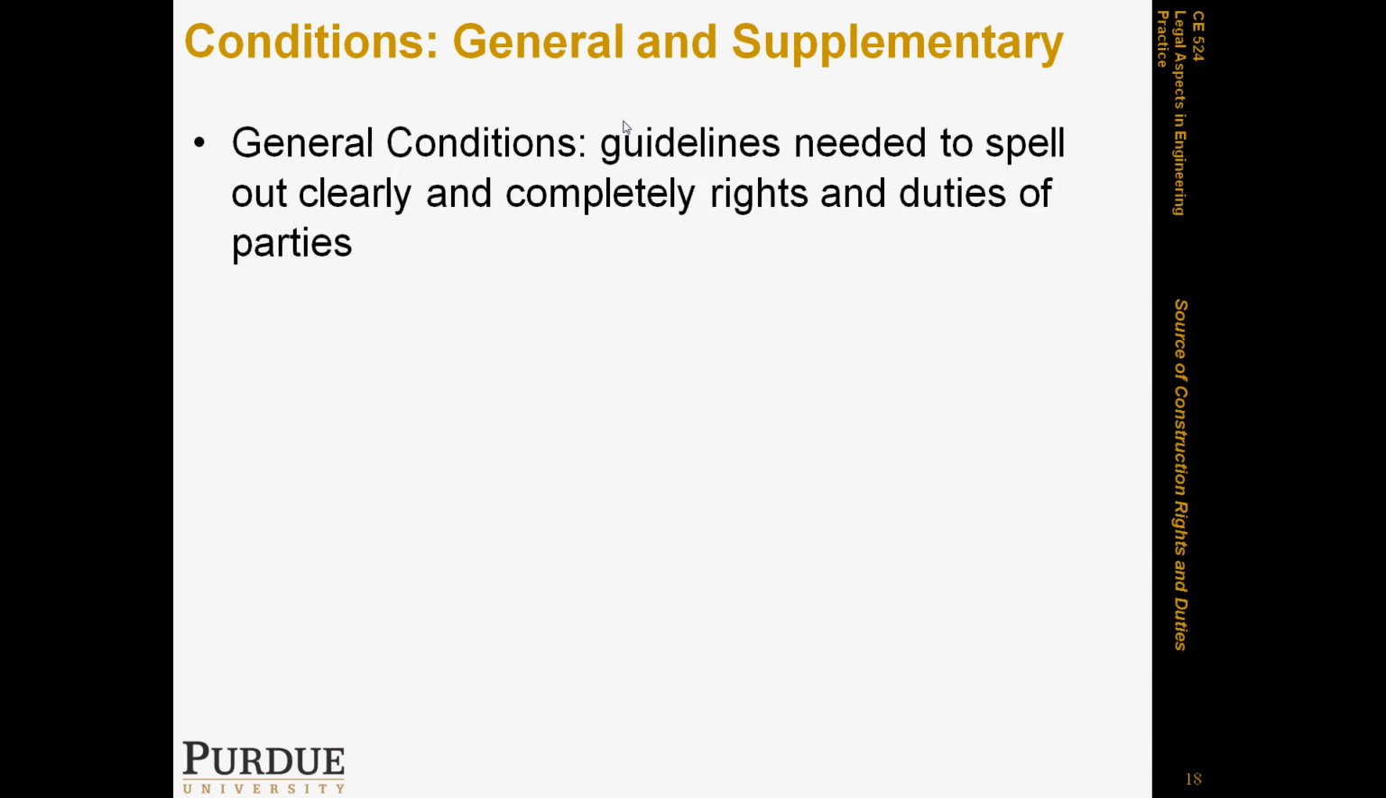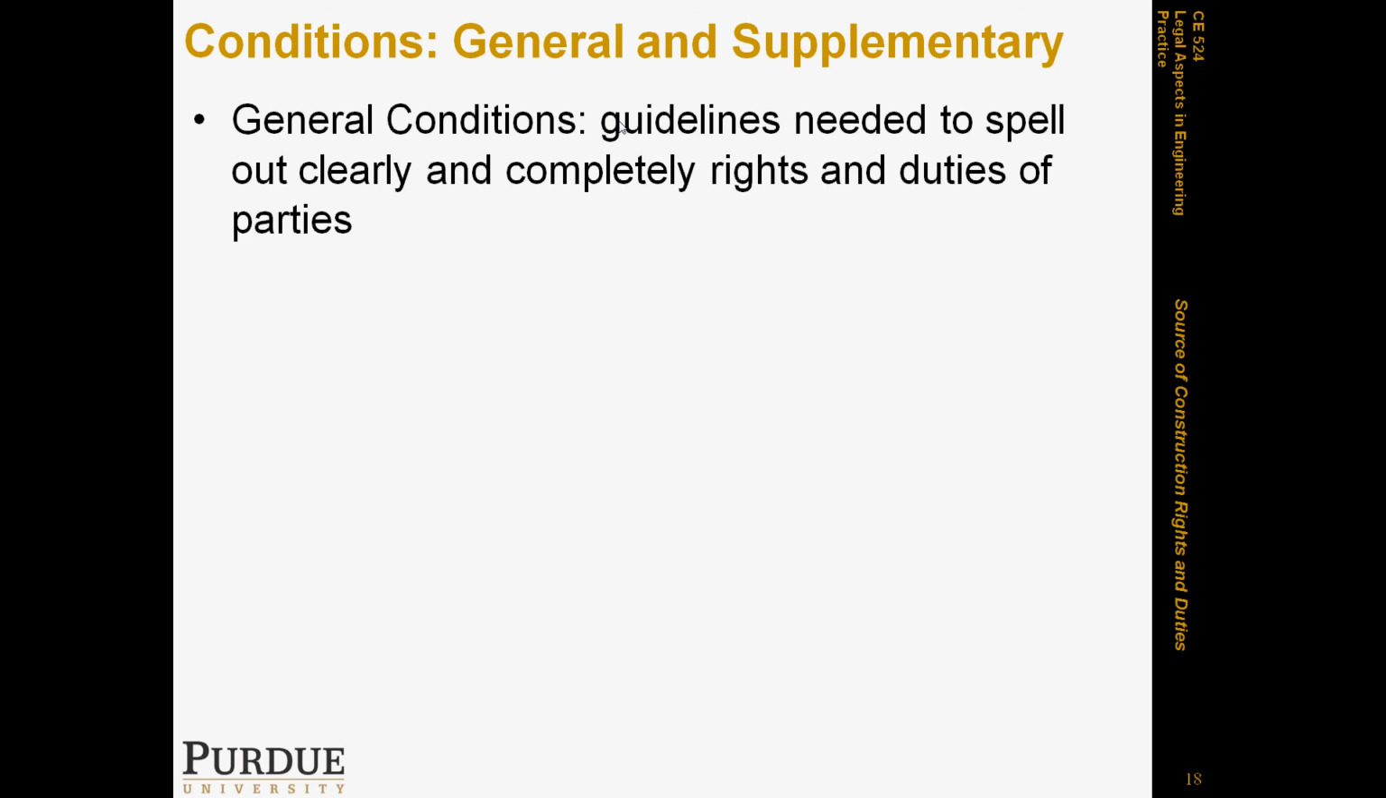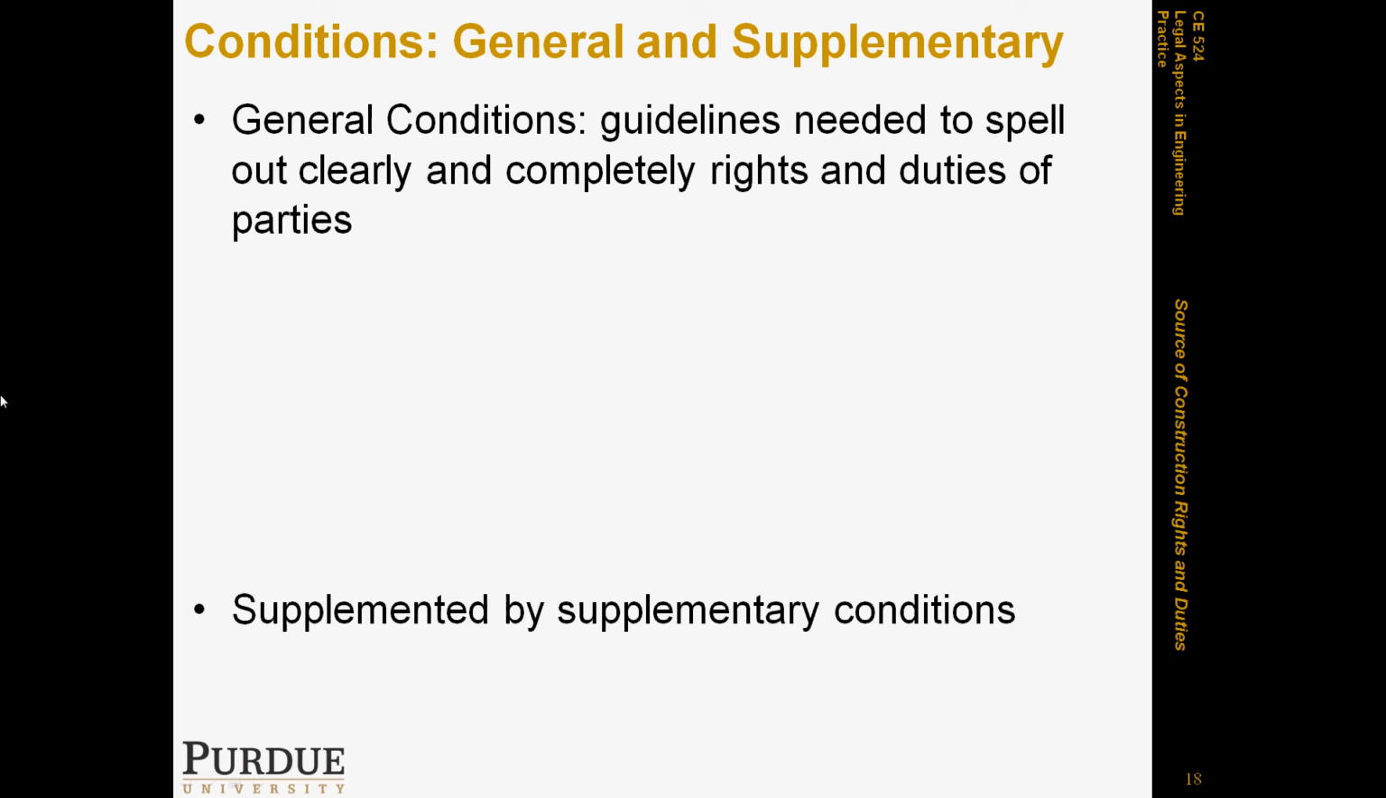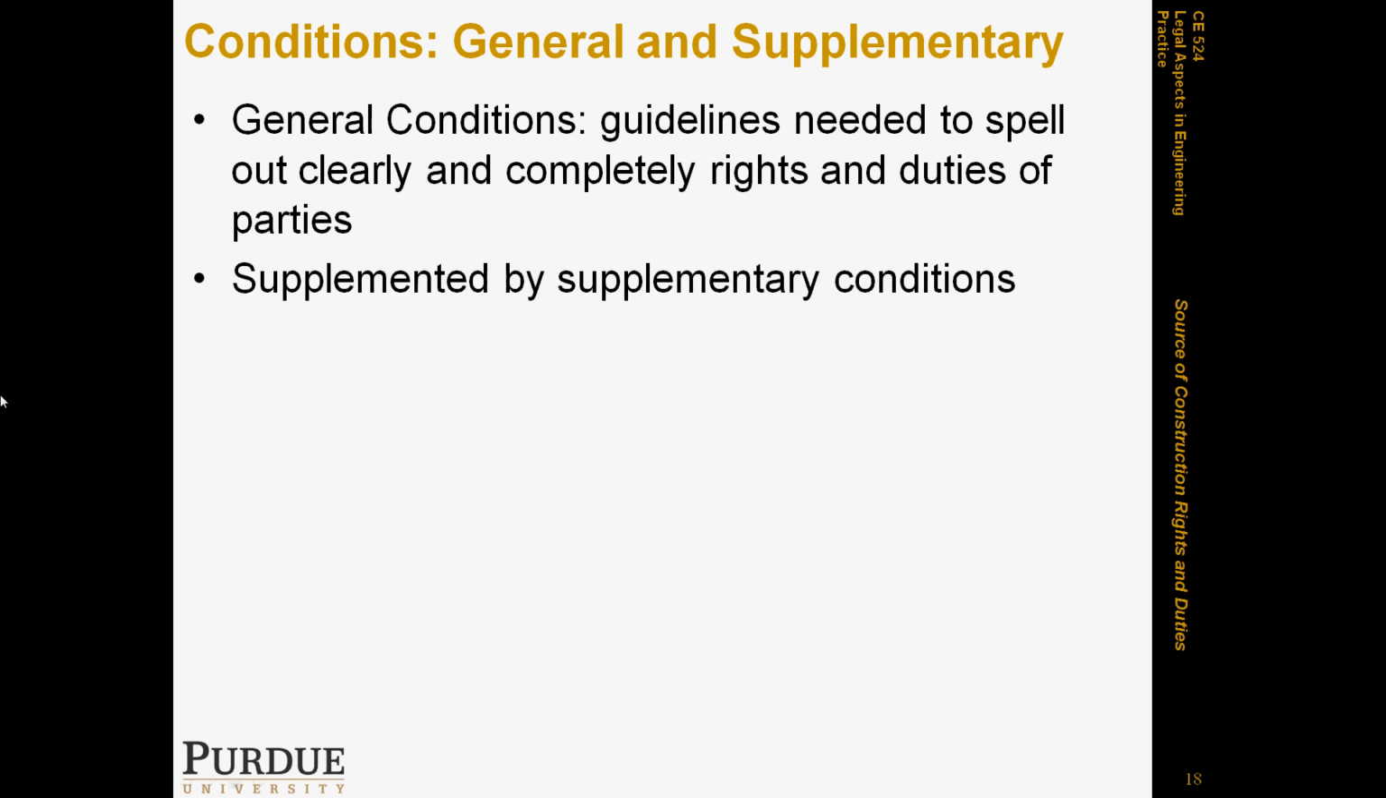Okay, so moving on, other documents that are our sources of contract documents. Some are what we call general and supplementary conditions. General conditions are, as the name specifies, guidelines that clearly and completely detail the rights and duties of each party. The supplementary conditions supplement them, so they are in addition to the general conditions. You can't have one and not have the other, and they often deal with the following subjects.